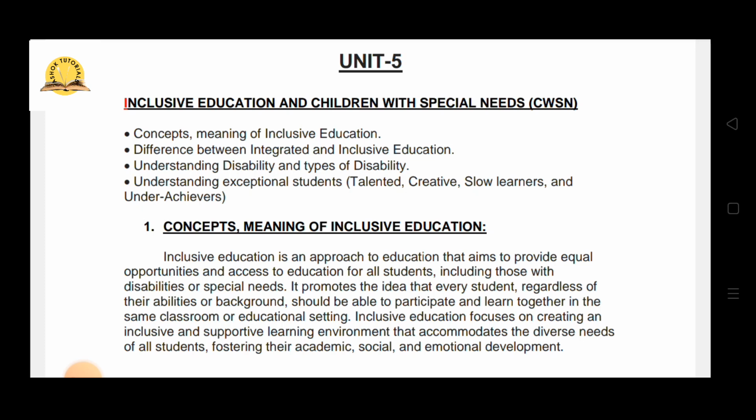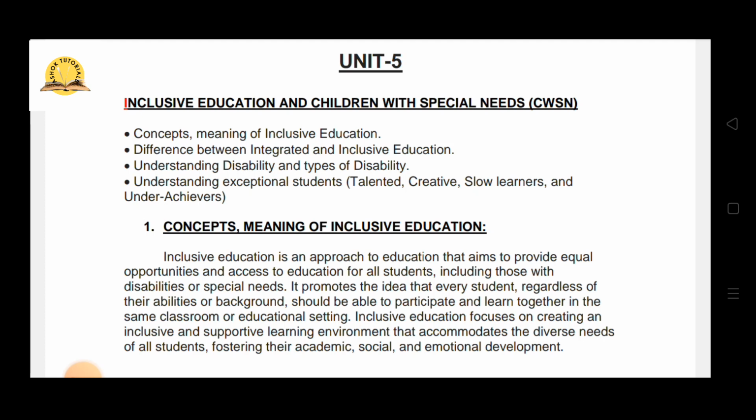So today we are here to deal with paper 1 unit 5. This unit is all about inclusive education and children with special needs. What are the different do's and don'ts, and what are the different principle concepts, meanings? We shall be discussing the different types of disabilities, and what are the different areas as teachers we have to focus on. All this we will be learning today. So let us begin. Inclusive education and children with special needs.